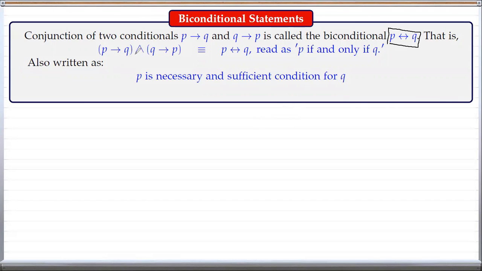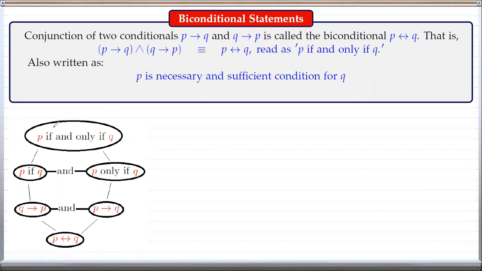In symbolic form, we can write that as P implies Q and Q implies P is the same as P if and only if Q. So we read this as P if and only if Q. This is also often written as P is necessary and sufficient for Q. So here is a diagram for a biconditional P if and only if Q. This is the same as saying P if Q and P only if Q. P if Q means Q implies P, and P only if Q means P implies Q. So we have P if and only if Q.